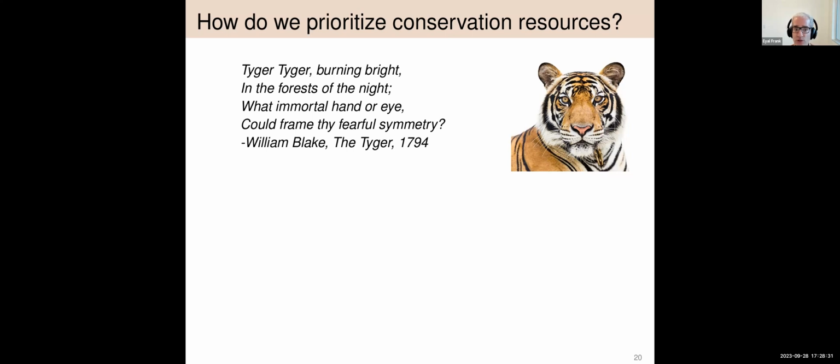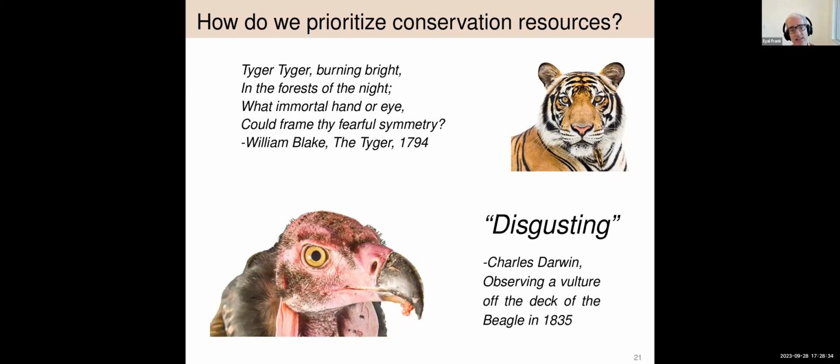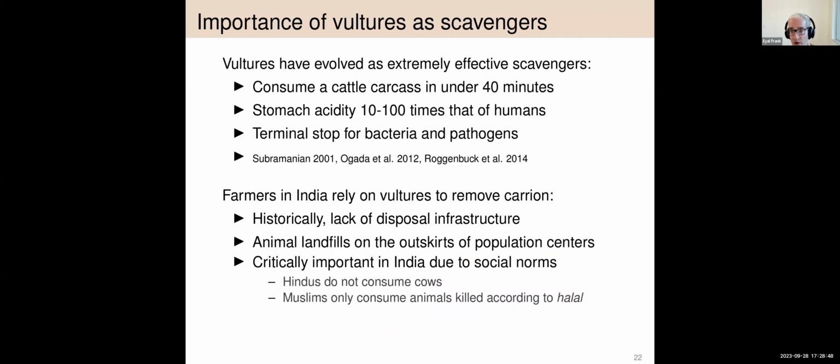But not every important species in the ecosystem is necessarily charismatic. Vultures are a prime example of a species that doesn't evoke warm and fuzzy feelings. You don't want to run and hug them, but they're crucial in terms of what they do in the environment. They can consume the body of a cow in under 40 minutes. They can do that safely because their stomachs are about 100 times more acidic than ours. So it's as if we're spraying bleach on the environment.